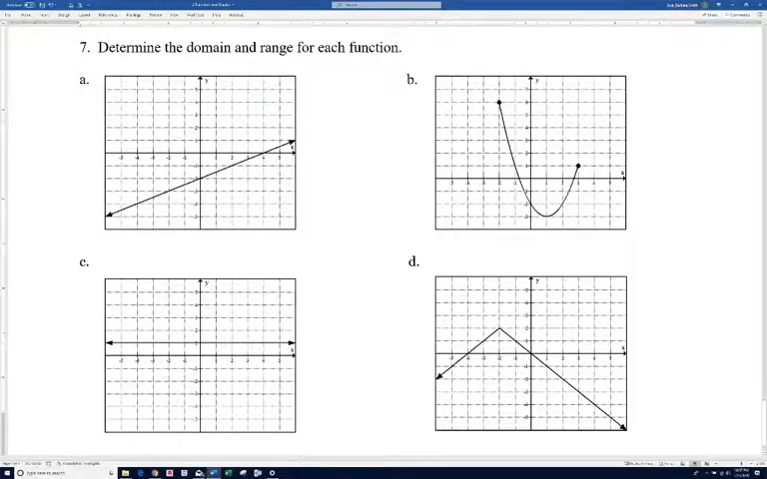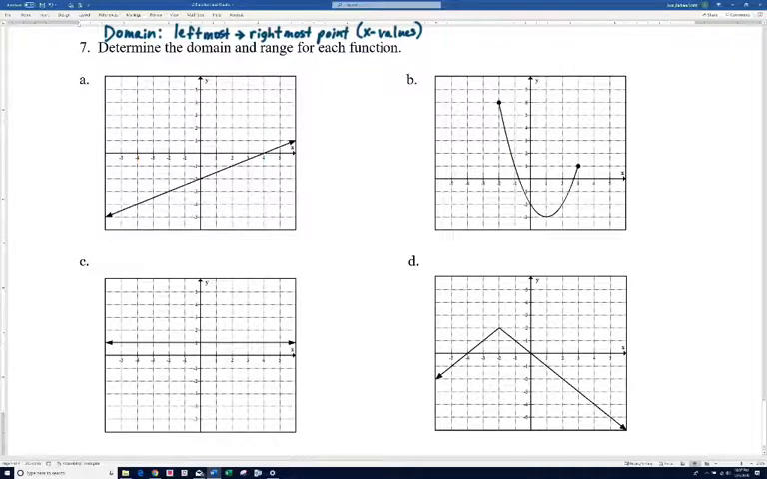Number 7. So if we're finding domain and range here, I want to remind you that the domain was a set of all the x values and the range was a set of all the y values of the points that are on our function. So if we want to find the domain, we're going to go from the leftmost to the rightmost point because we're moving along the x-axis, and we'll look at x values because domain always deals with x values. So let's go ahead and do that.